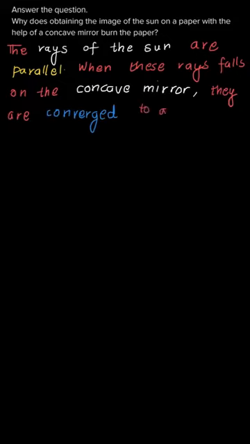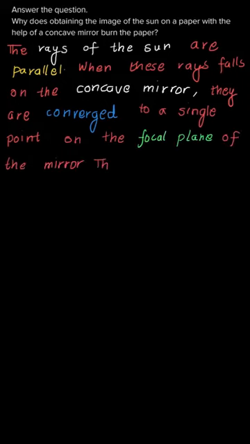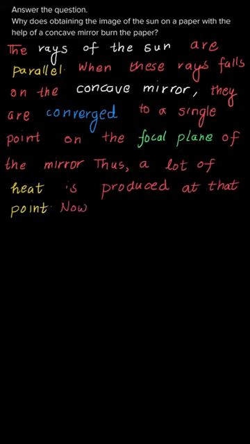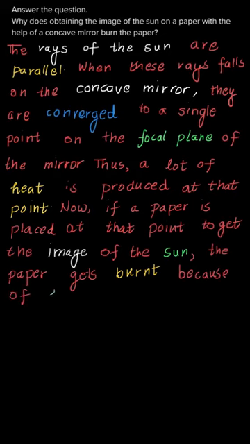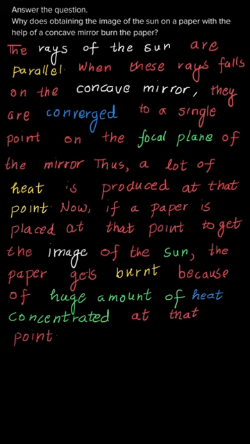We'll write the following thing. The rays of the sun are parallel. When these rays fall on a concave mirror, they are converged to a single point on the focal plane of the mirror. Thus, a lot of heat is produced at that point. Now, if a paper is placed at that point to get the image of the sun, the paper gets burnt because of the huge amount of heat concentrated at that point.